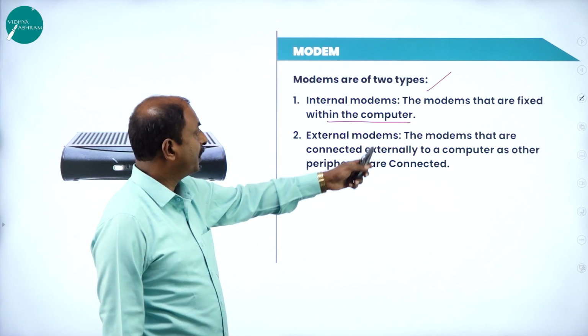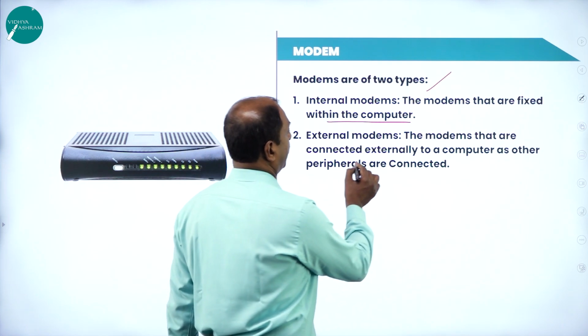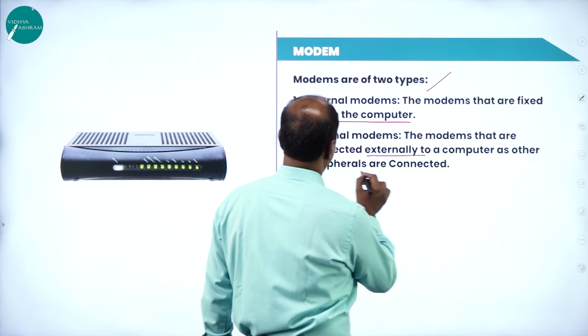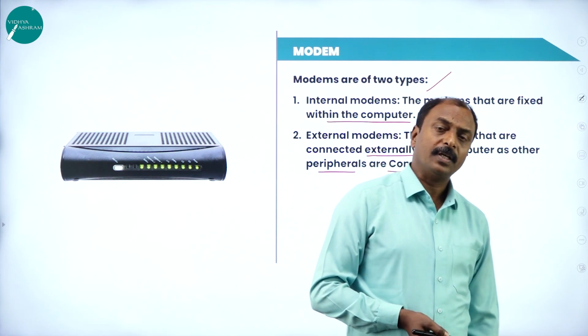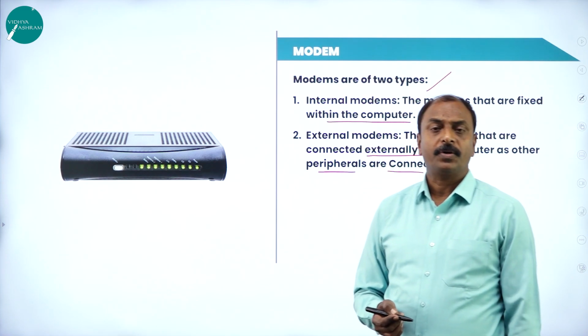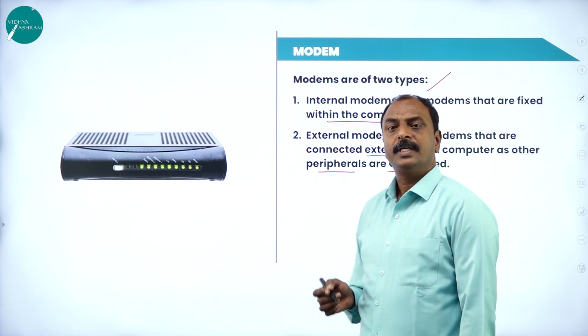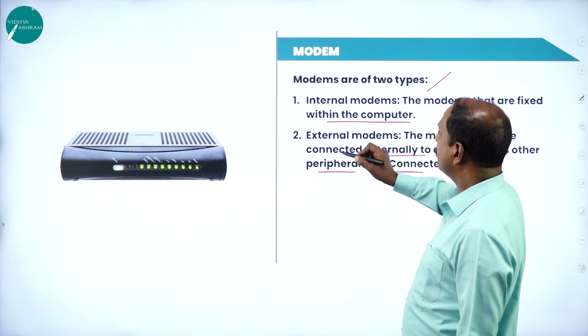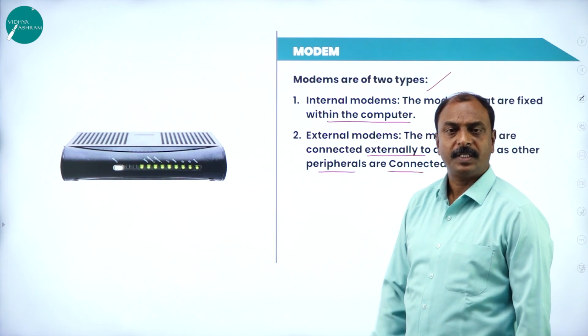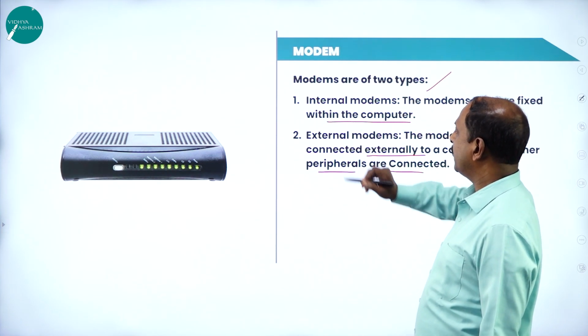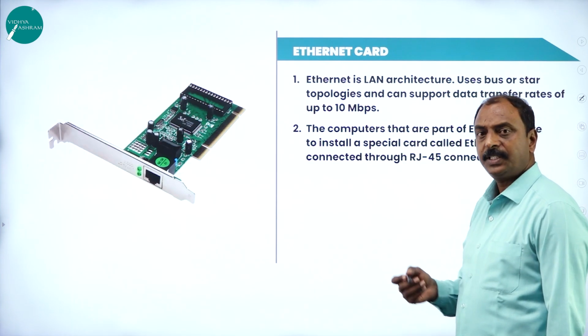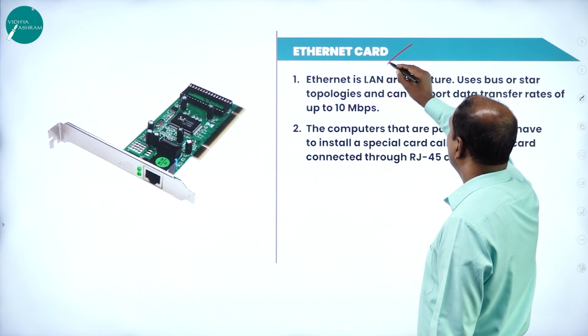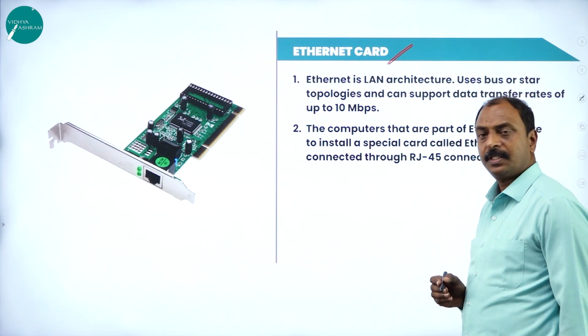And what is an external modem? An external modem is connected externally to the computer as other peripherals are connected. Just like how we connect other devices to the CPU, similarly we connect an external modem to the CPU. This is an external modem. Next device is the Ethernet card. One of the important devices is called the Ethernet card.